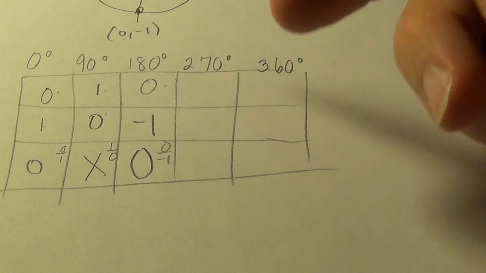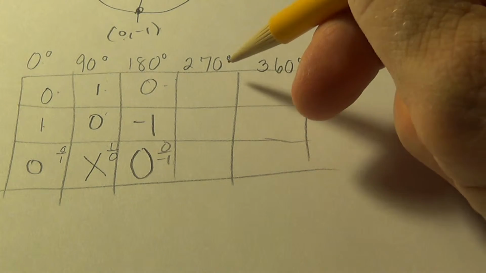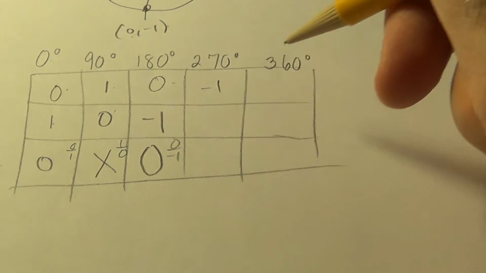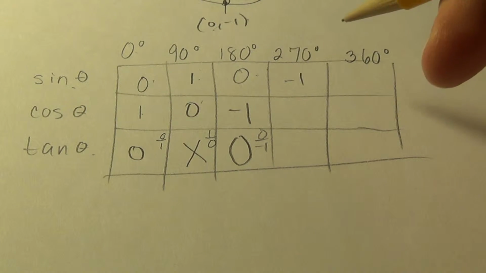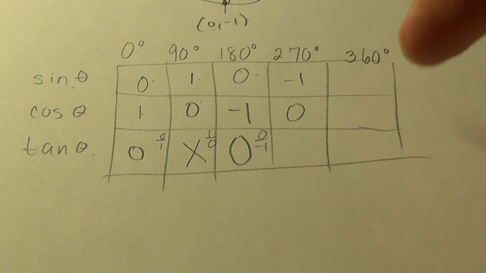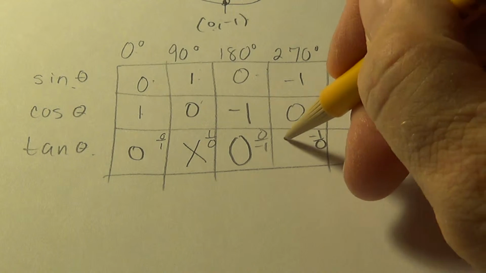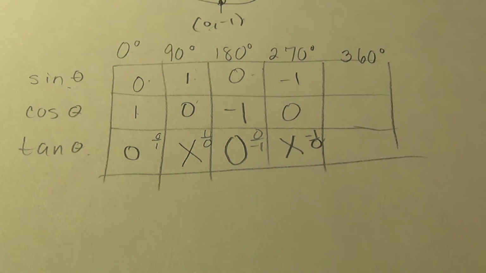270, that one's peeking at us, so negative 1 is the second coordinate, so I put that in for the sine. Cosine is 0. Can we get a tangent at 270? No. Again, we were dividing by 0.